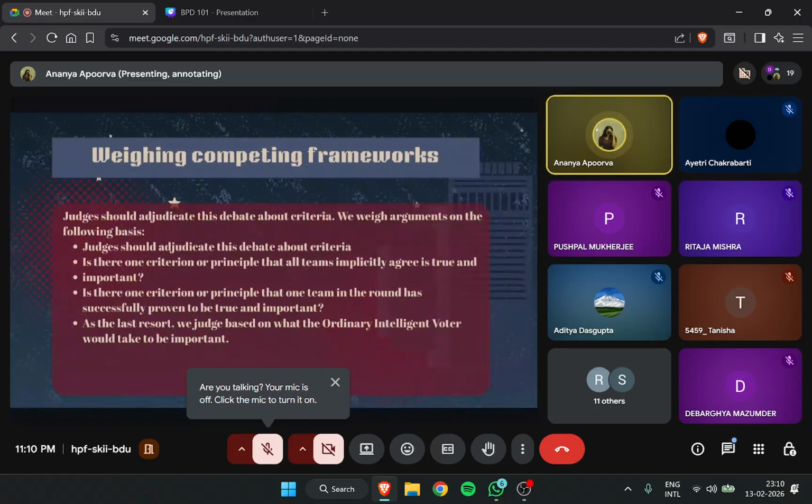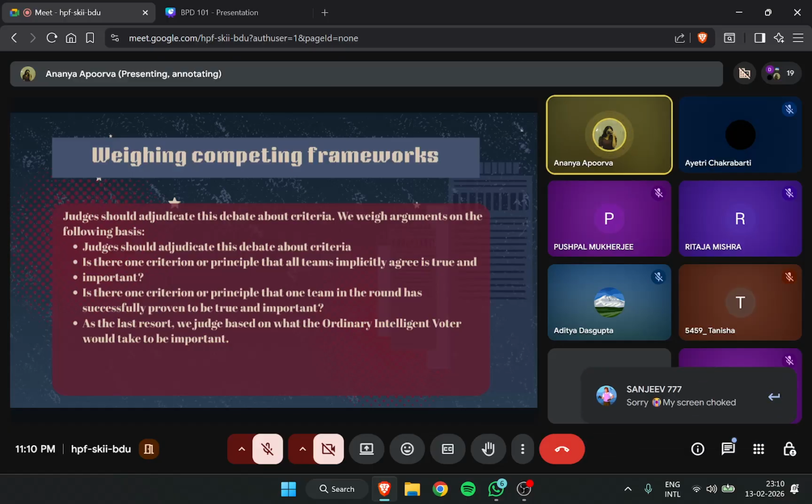When there are multiple criteria, you need to order those criteria in terms of relevance. Which criteria weighs over all other criteria? What is something that is very, very important? What is one criteria that is very important in this particular debate, and needs to be addressed by all the houses? When you weigh argumentations, then you can judge the debate fruitfully, you can judge the debate correctly. So that is what weighing competing frameworks is.